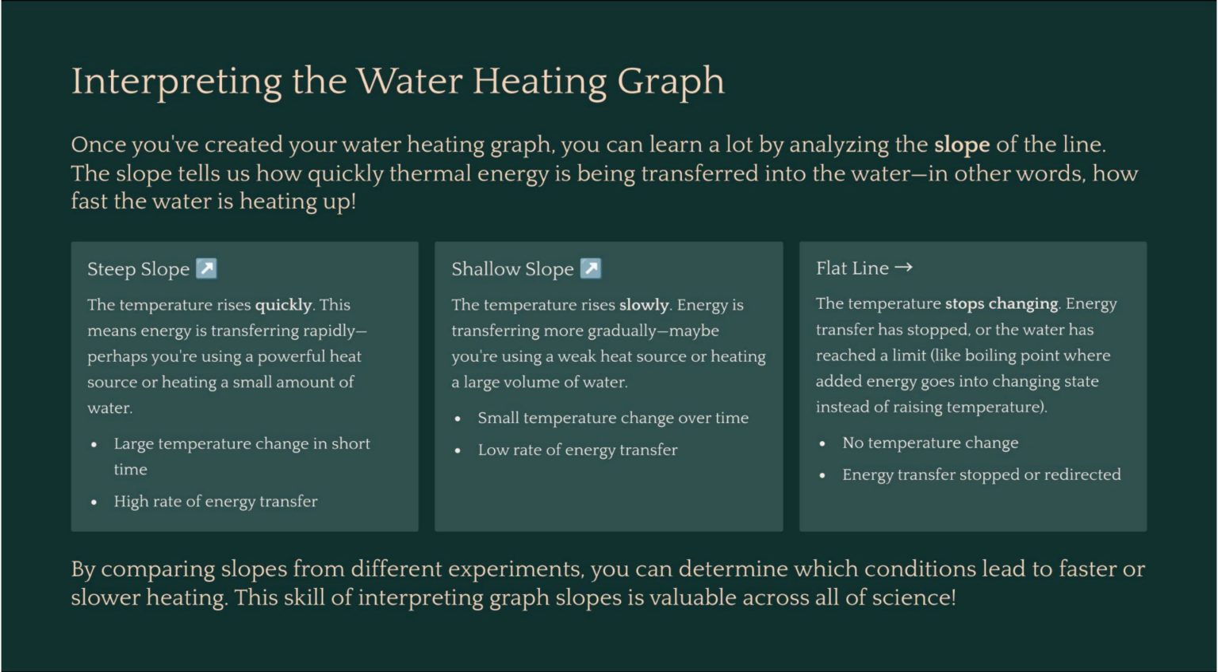When interpreting the line graph of the water heating, pay close attention to the slope, or the steepness of the line. A very steep line means the temperature is rising quickly. Energy is being transferred fast. A line that is flatter or has a shallow slope means the temperature is rising slowly. This tells you something about how fast the energy is moving into the water, or perhaps how much thermal energy the water can hold.